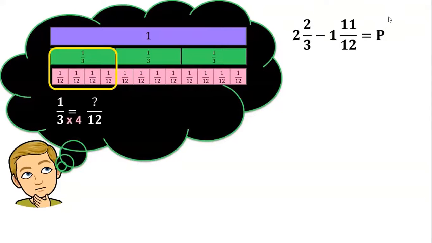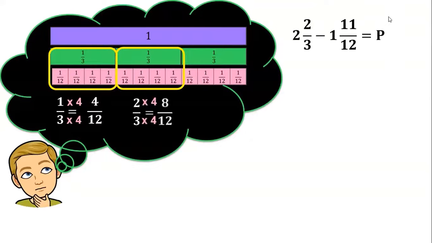Then the numerator is also partitioned into 4 parts. So we multiply the numerator by 4. So 1/3 is equivalent to 4/12. Since this problem is referring to 2/3, then we need to think about how many 12ths are in 2/3. Just like with 1/3, we're going to multiply the numerator and denominator by 4, and that would be 8/12. We can also see that using the fraction tiles. So 2/3 can be replaced with 8/12.